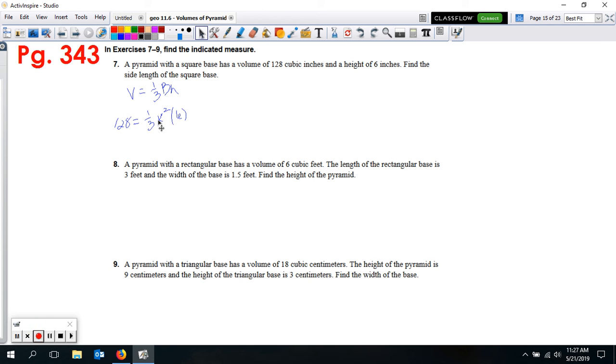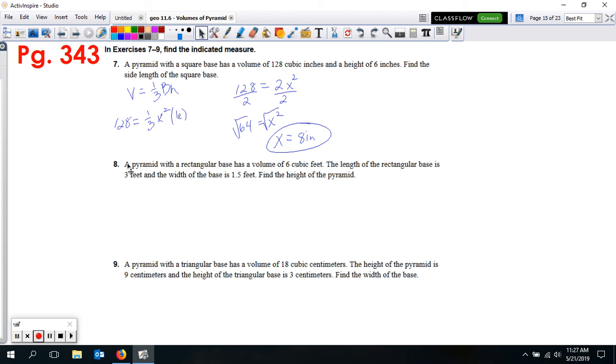So the first thing we could do here is cross cancel the 3 and the 6 just to simplify this. 3 goes into 6 2 times. Now it's 128 equals 2 times x squared. We then can just divide by 2. And dividing 128 by 2, we get 64. And then we would just take the square root of both sides to solve for x and get rid of that square. The square root of 64 is 8. So our side length would be 8 inches of this square base, and that's our answer.